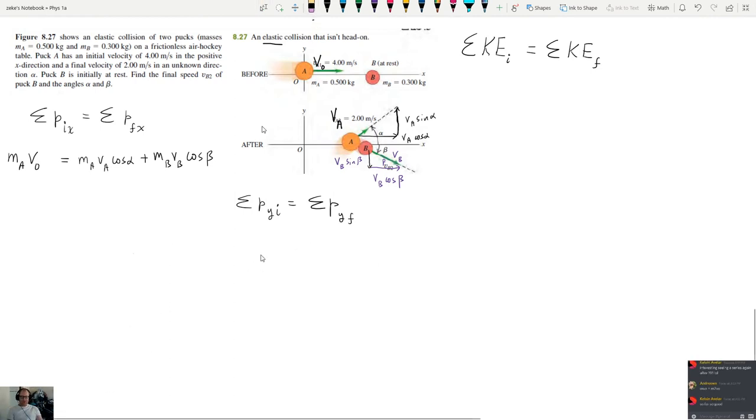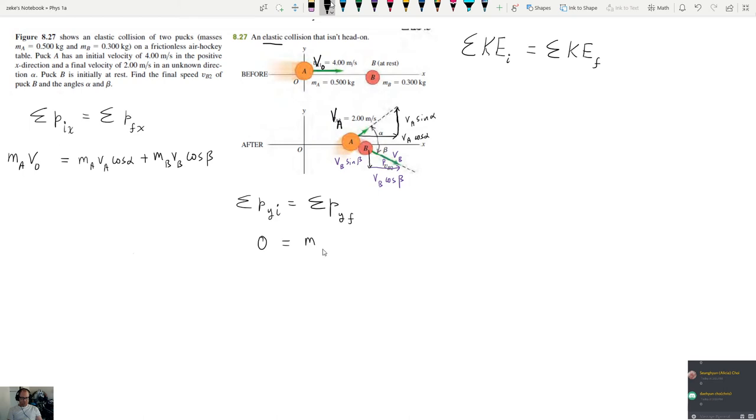Now we want to do the y equation. What's the y momentum before the collision? Zero, that's right. Because this object is moving purely along the x-axis. There's nothing moving in the y direction. So the left-hand side is zero.